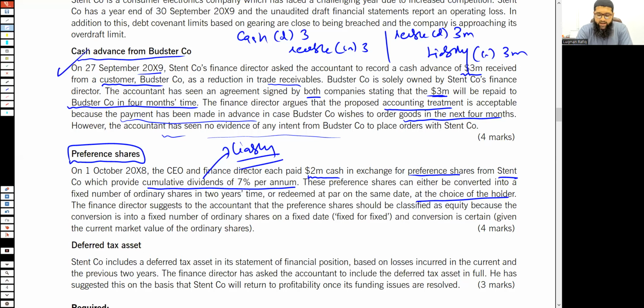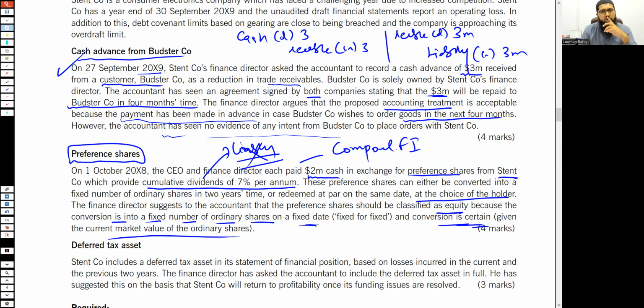The finance director suggests that the preference shares should be classified as equity because conversion is into a fixed number of ordinary shares on a fixed date and conversion is certain. The answer is it's neither equity nor liability, it's actually a compound financial instrument. You should recognize both equity and liability. I repeat, it's a compound financial instrument. You should recognize both equity and liability.